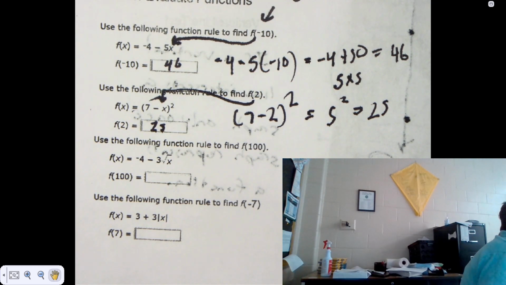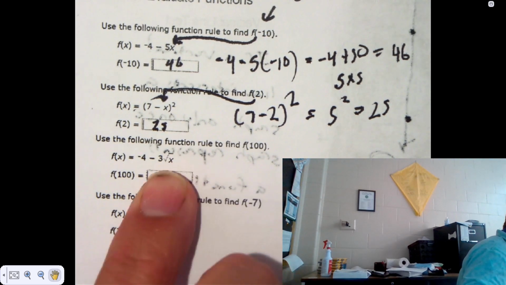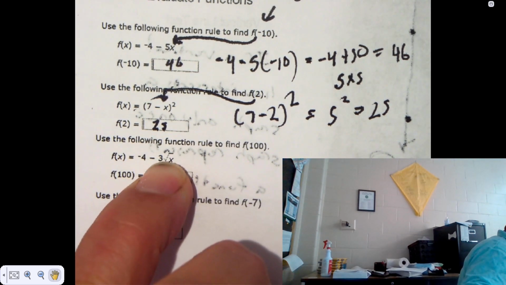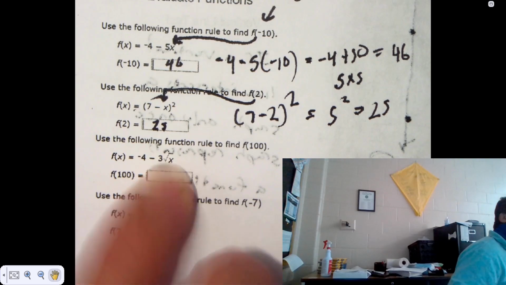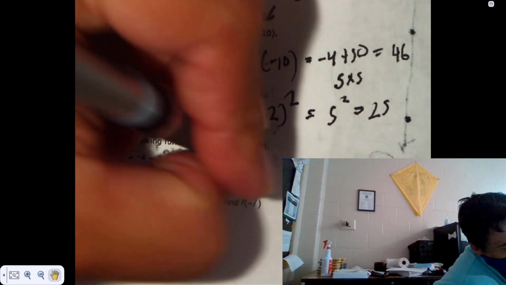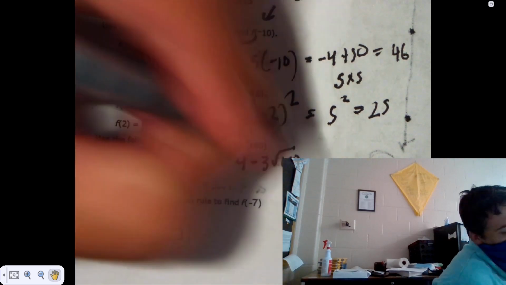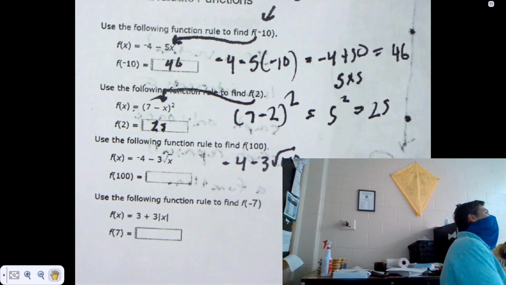All right, use the following to find f of 100. In your notes, I don't know what happened with the copying, but that's a square root symbol, okay? It's a square root symbol. So negative 4 minus 3 roots of 100. That's the substitution step.